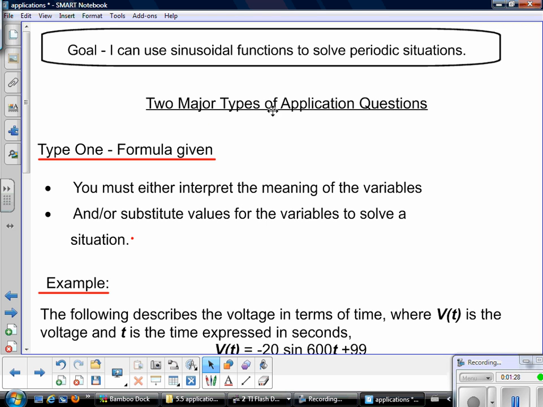Okay, now there are two major types of application questions that we're going to be looking at. The first type is where a formula has been given. And usually I find that this one is easier for me personally. But I usually have to be able to interpret the meaning of those variables in real world situations, which sometimes can be difficult, and or substitute values for the variables to solve a situation. Often if we're not given a formula, we are expected to come up with a formula, and then obviously substitute values in. So this is the first type that we're going to look at.